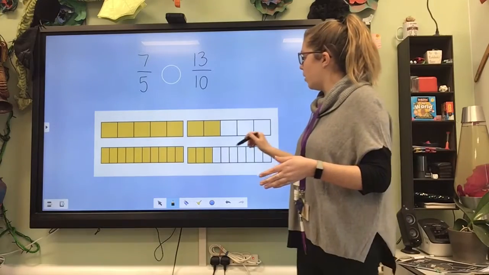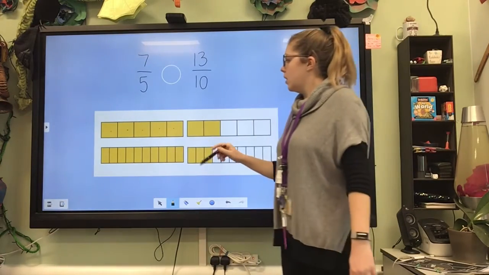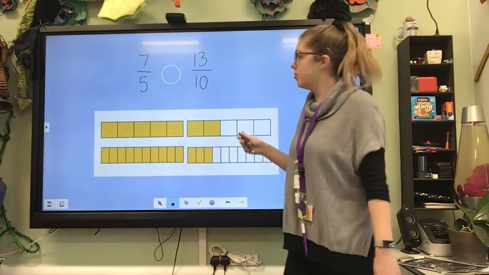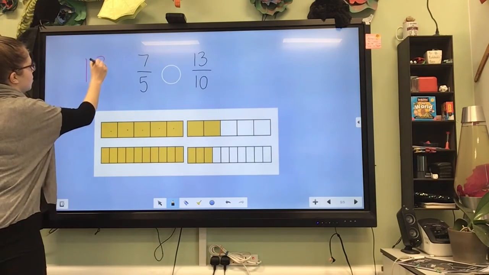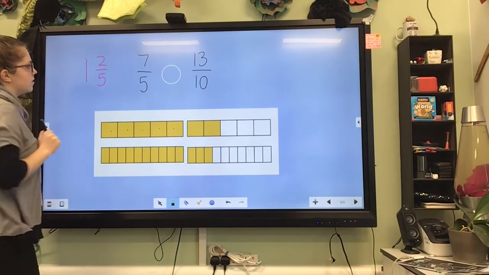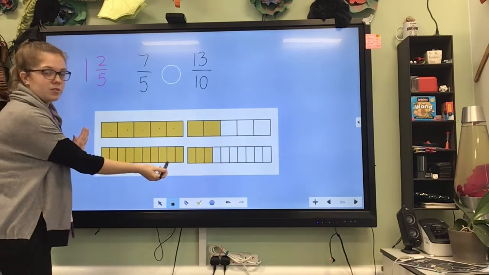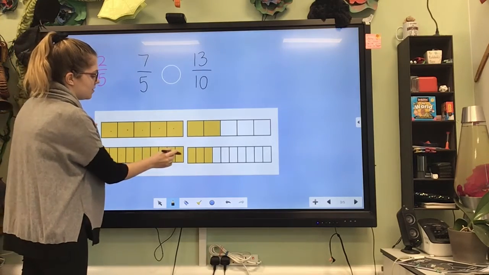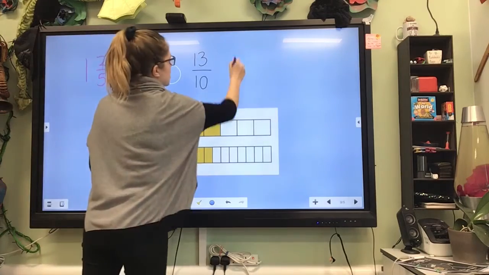So on the top, our wholes have been cut into 1, 2, 3, 4, 5. And as you can see, I've got 1 whole and 2/5. Let's write that information. We've got 1 whole and 2/5. Look at our bottom row. The whole has been split into 10 this time. 1, 2, 3, 4, 5, 6, 7, 8, 9, 10. And of that, we've got 1 whole and 3/10.